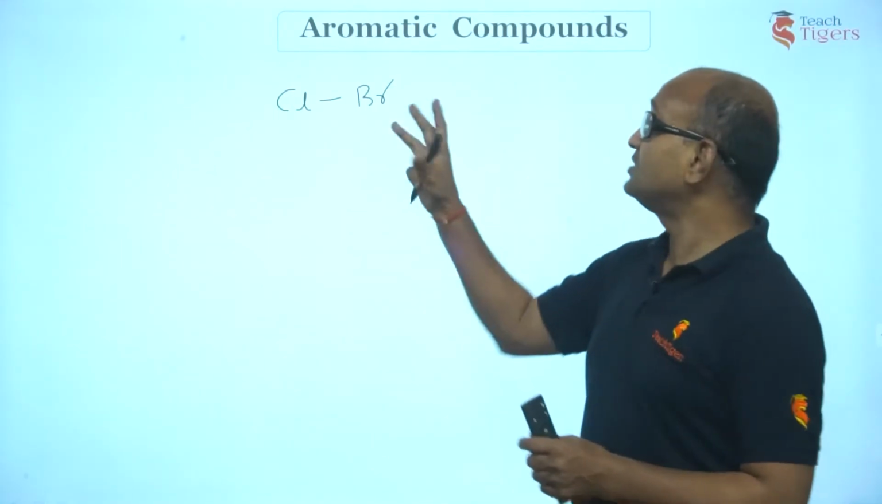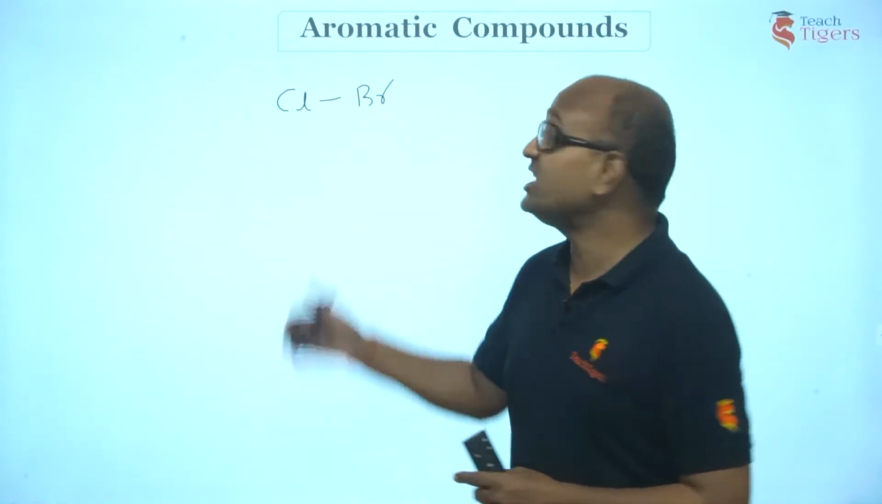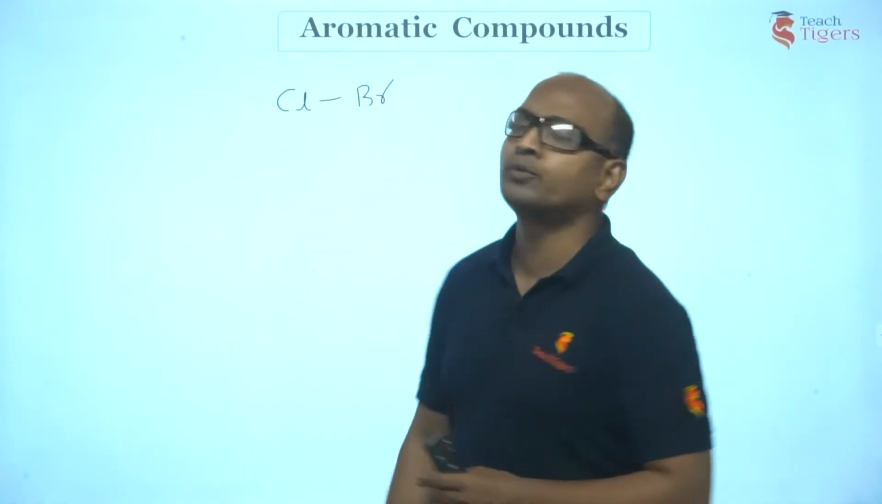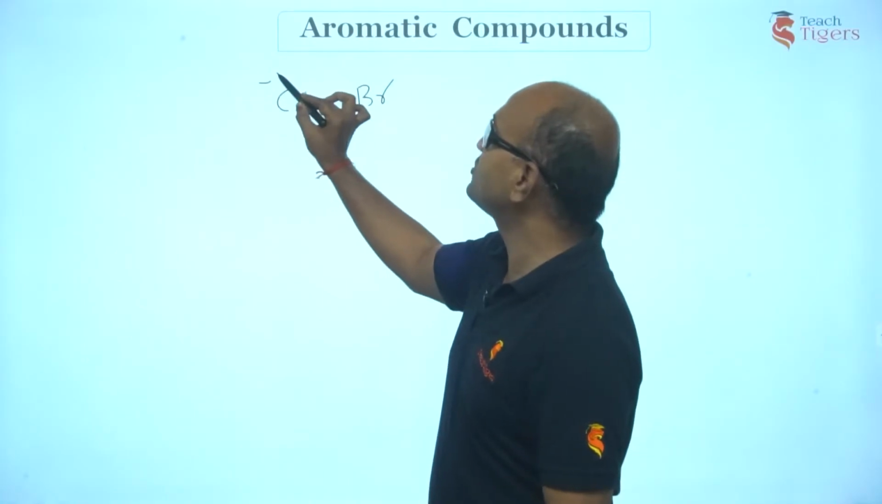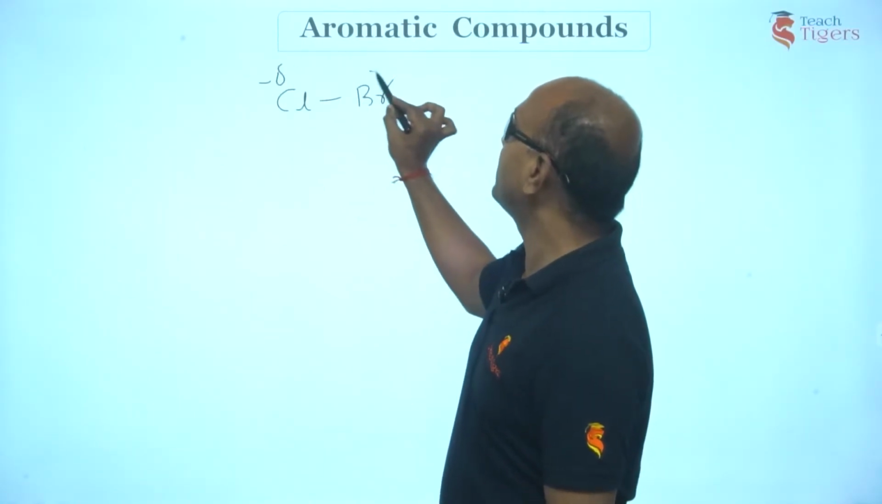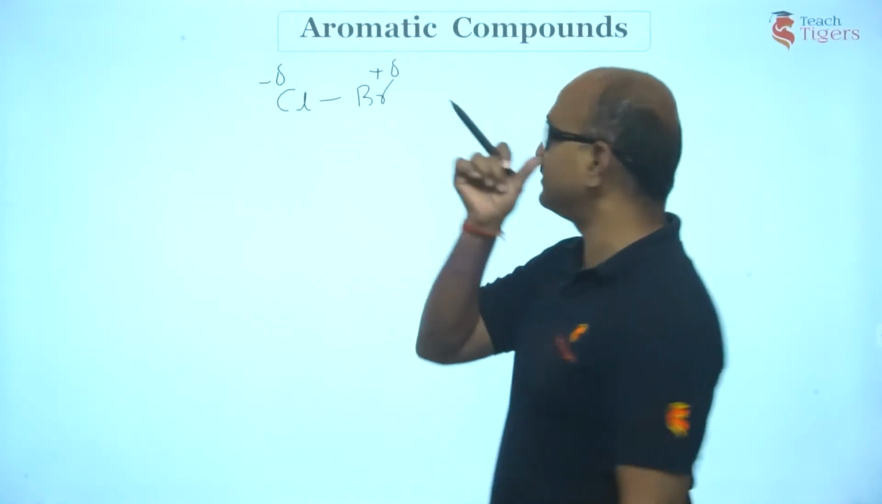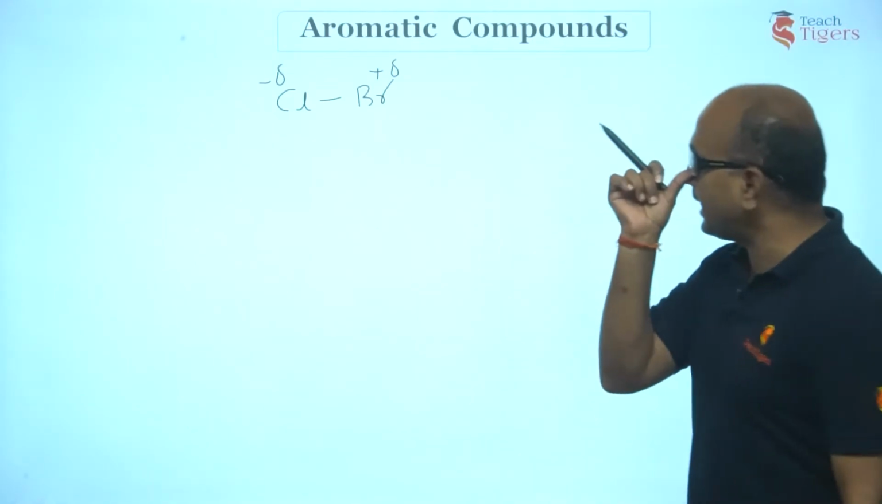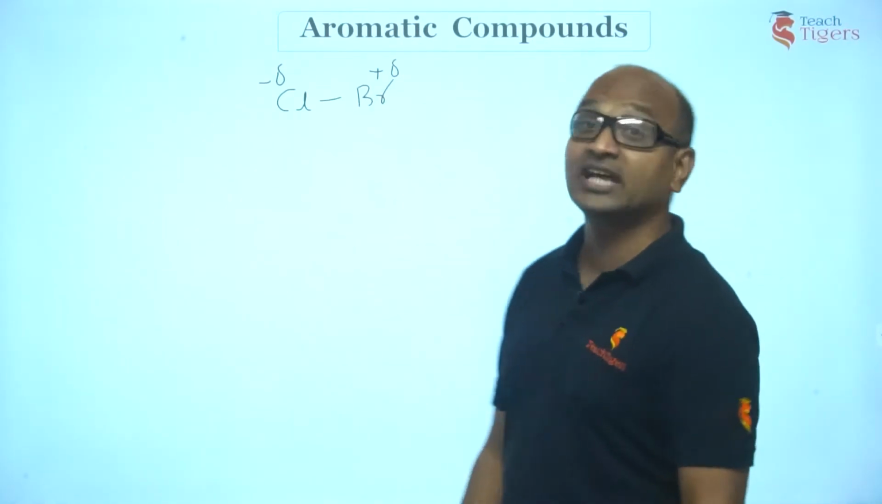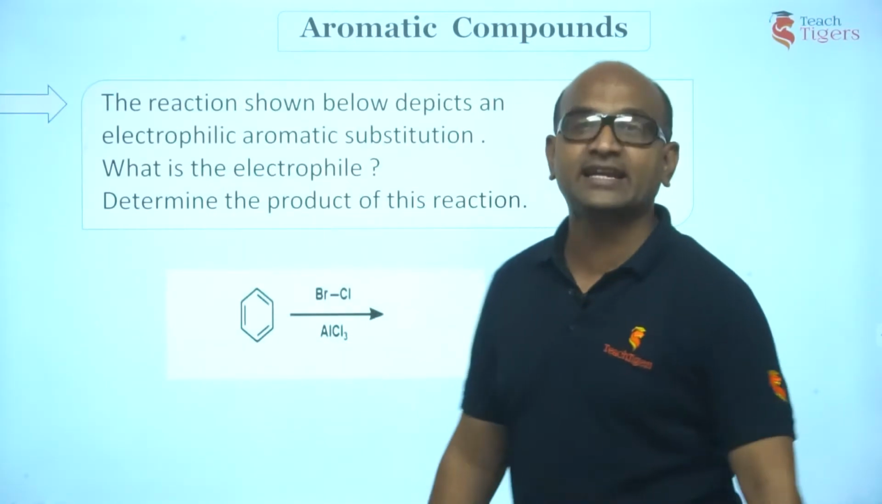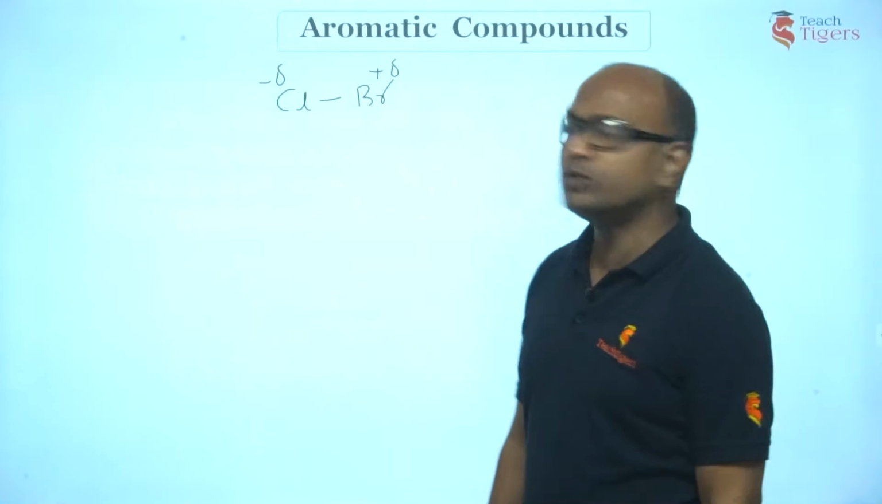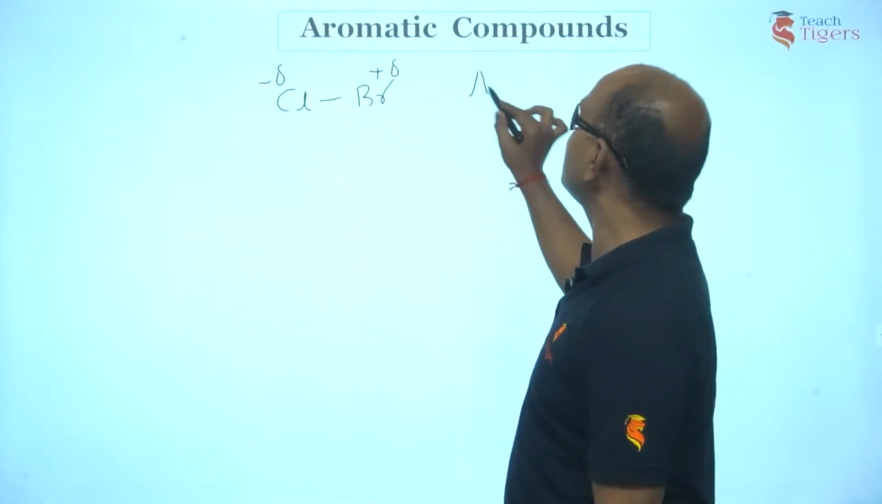Anyways, what is the point here? Chlorine is more electronegative than bromine. Hence, the covalent bond is polarized. So, chlorine gets the partial negative and bromine the partial positive. Am I right? So, this is the unsymmetrical reagent that I have here. Guys, I also have AlCl3, which is going to act as the Lewis acid. So, I have AlCl3 here.